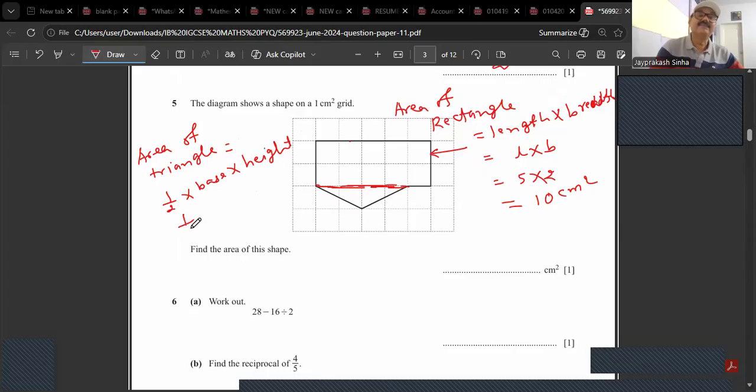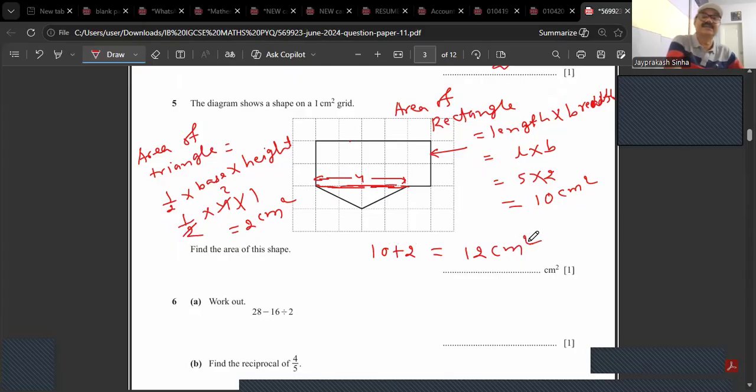Okay. Half. What is the base? 1, 2, 3, 4. So into 4. And what is the height? This is the height, 1 unit is the height. Okay, this is 4 and this is 1. So into 1. 2 into 4 is 2, so it's equal to 2 centimeters square. So what is the total area? 10 plus 2 is equal to 12 centimeter square. This is the correct answer.